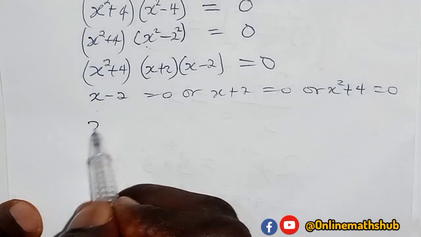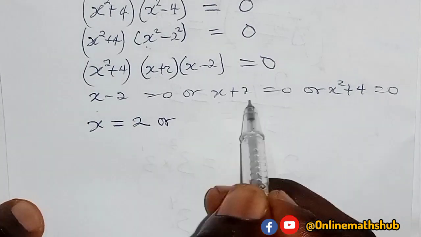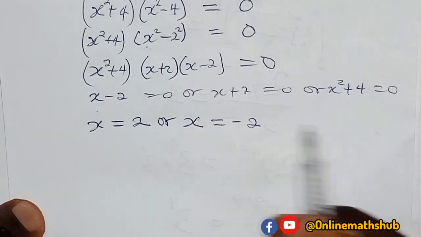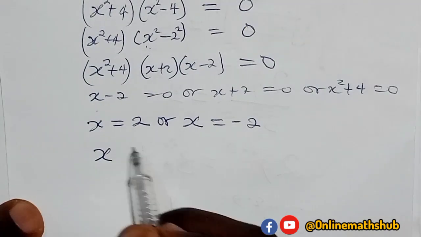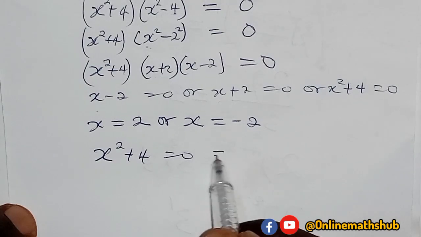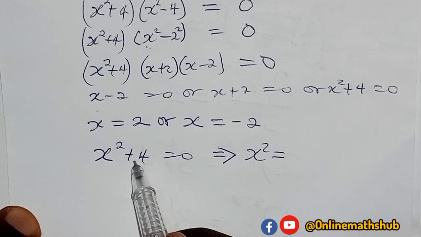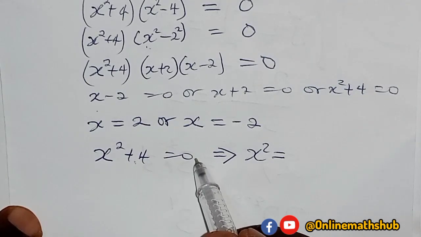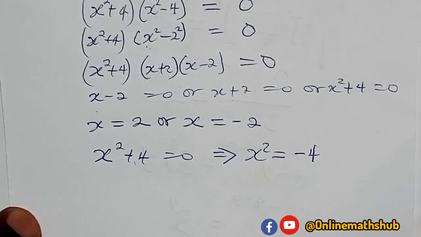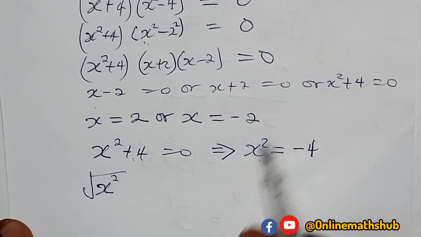For this one, obviously you can see that our x is equal to 2, or for this case we see here that our x is equal to minus 2, and then for this one, x squared plus 4 is equal to 0, which implies that x squared is equal to, if I take this 4 to the right hand side, minus 4. Okay, so to get our x right here, I'm just taking the square root of both sides.